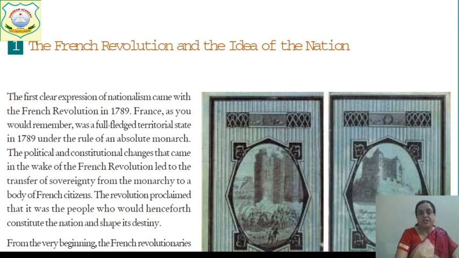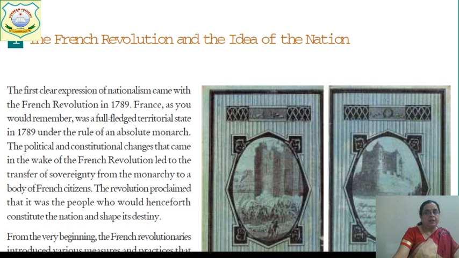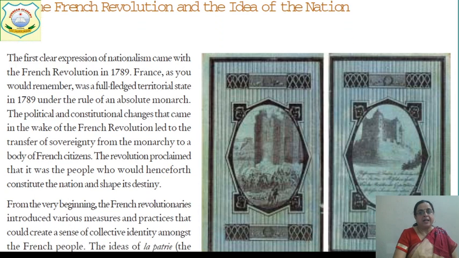That was 1789. So the first clear expression of nationalism came with the French Revolution, which took place in 1789. France was a full-fledged territorial state in 1789 under the rule of an absolute monarch. Then the political and constitutional changes that came in the wake of the French Revolution led to the transfer of power from the monarchy to a body of French citizens. So the major objective of the French Revolution was the transfer of power from the monarchy to a body of French citizens. Do remember that also, children.